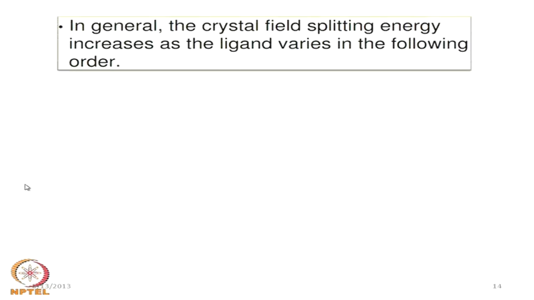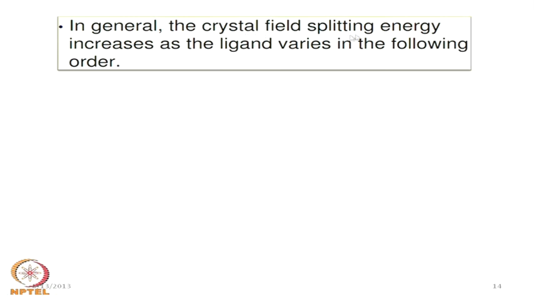So, next we will see how the different types of splitting we can have. We have the delta value, that means the splitting parameter, the crystal field splitting energy, which we can also calculate, and the other is the corresponding pairing energy term.